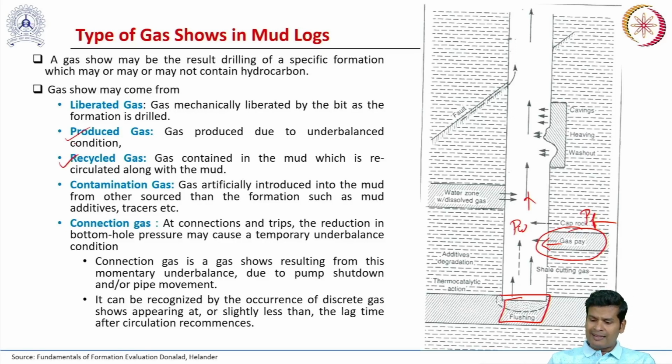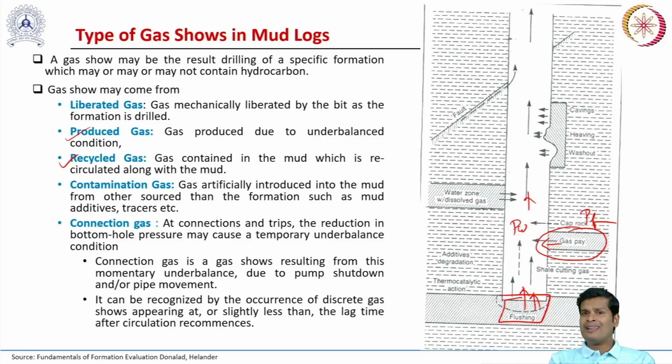Next source could be the recycled gas. That means gas which were already inside the mud. Maybe the produced gas during the drilling. When it came to the surface along the drilling fluid, the well site equipment such as degasser were not able to properly remove all the gas from the drilling fluid. So the drilling fluid will contain some amount of gas, and when the drilling fluid is again reinjected, the gas will again go inside the wellbore, and when the drilling fluid comes back to surface, the same gas will be again detected.